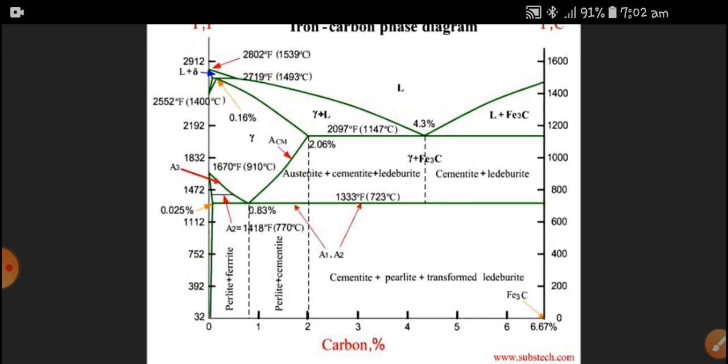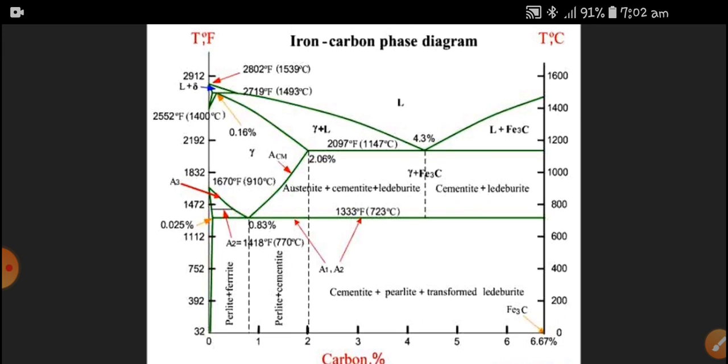On the left hand side of the y-axis, we have temperature in degrees Fahrenheit, and on the right hand side, temperature in degrees Celsius. The maximum melting point of the iron is 1536 degrees Celsius. At this temperature, the iron and carbon will be in the liquid state. The diagram shows the varying percentage of carbon and varying temperature. The phase changes, what are the phases?